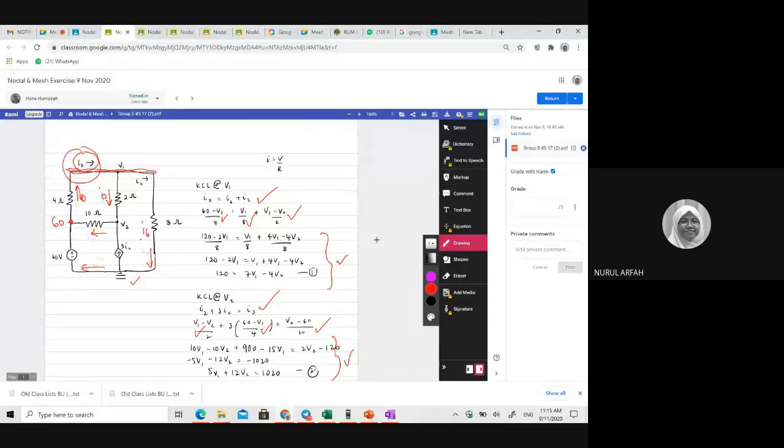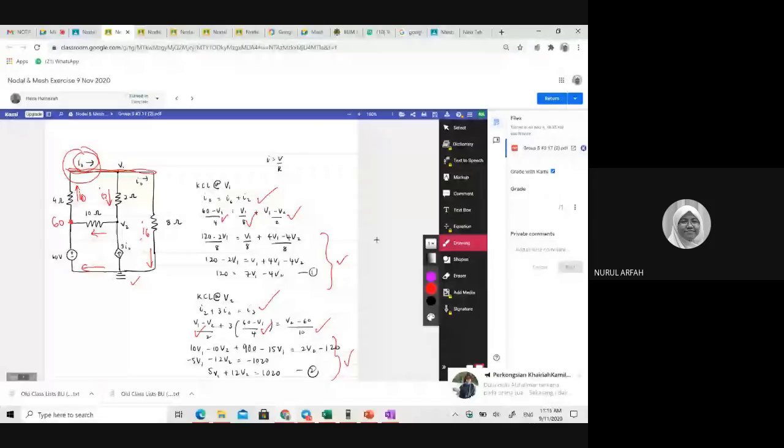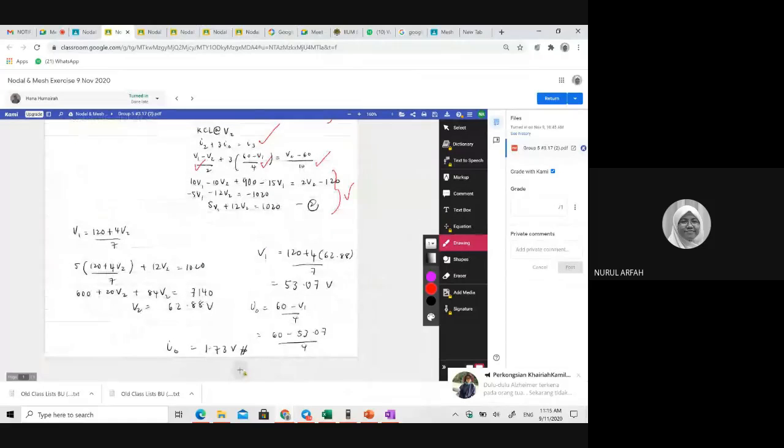14, 16, 17. 4 to 10. 3 I note 60 and 8. Okay, betul. The answer is equal to 1.73. Betul. Okay, good.